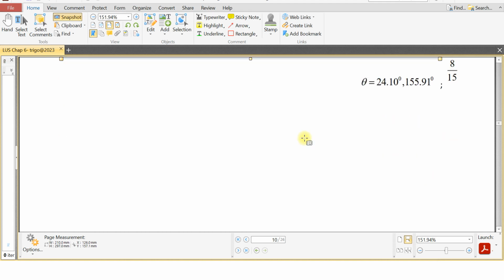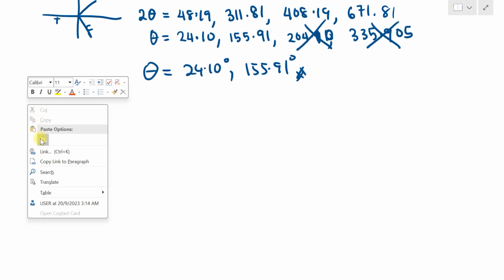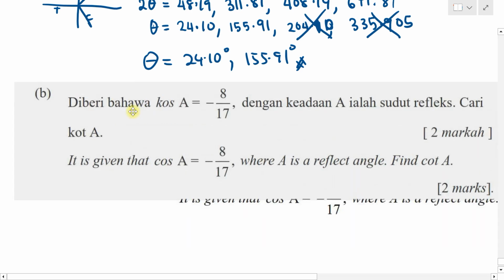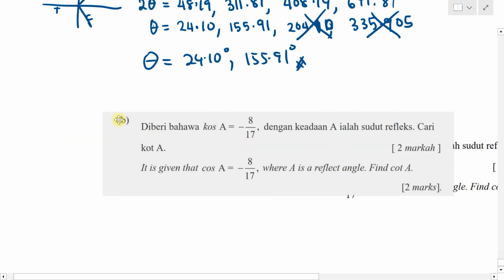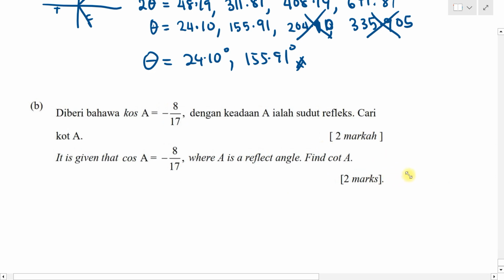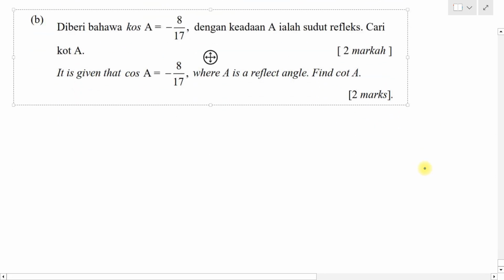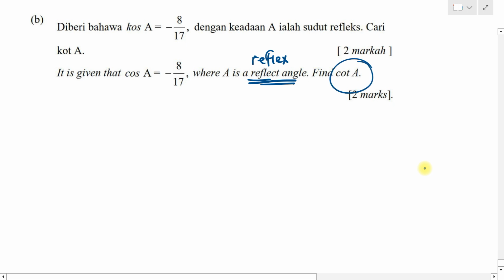Second question, final question. Okay. Given cos A equals negative 8 over 17, A is a reflex angle. Find cotangent A. So let's try. It says the angle is reflex, so it must be in the third or fourth quadrant. Cos is negative in the third quadrant.